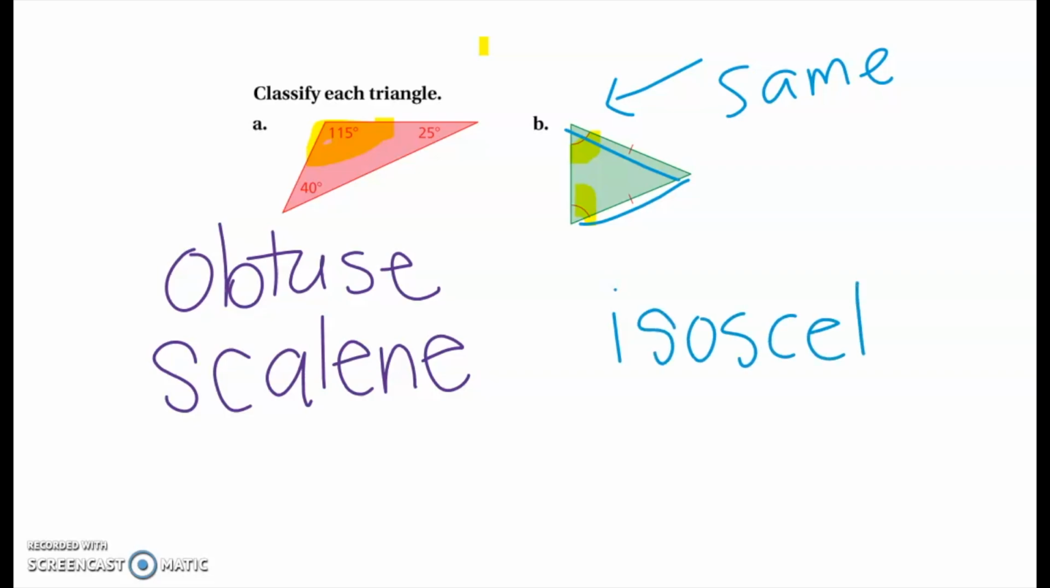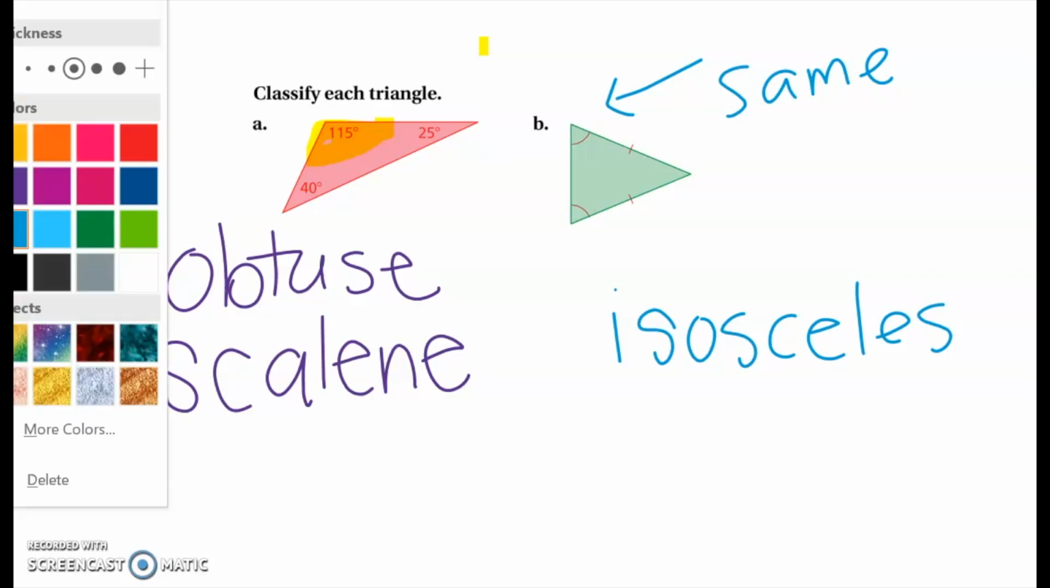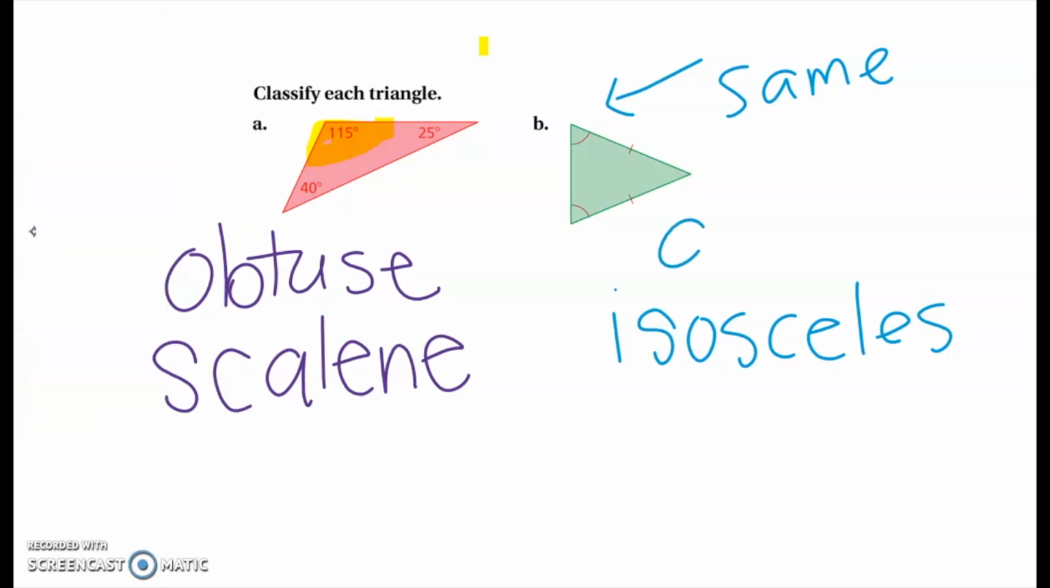isosceles. Now we're looking at the angles, and it doesn't give us any angle measures, but right off the bat, I hope that you're noticing that a right angle would be like the corner of a piece of paper. And all of these appear to be smaller than a corner. So these are acute. So this is an acute isosceles triangle.